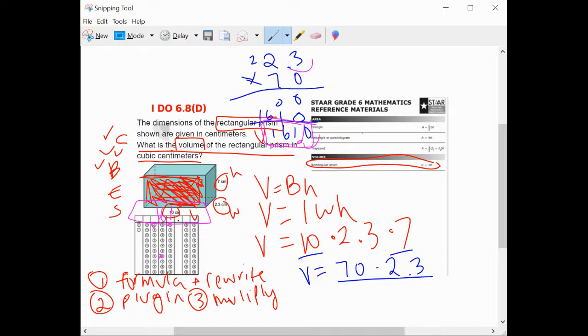So again, our 3 steps are just to: 1, find the formula and rewrite it. 2, plug in all the measurements we found. And then 3, just multiply everything.